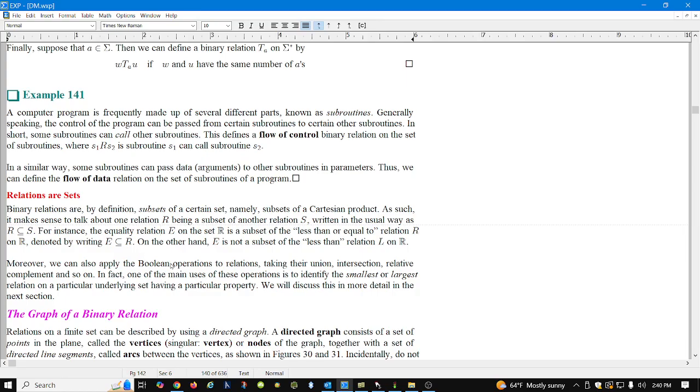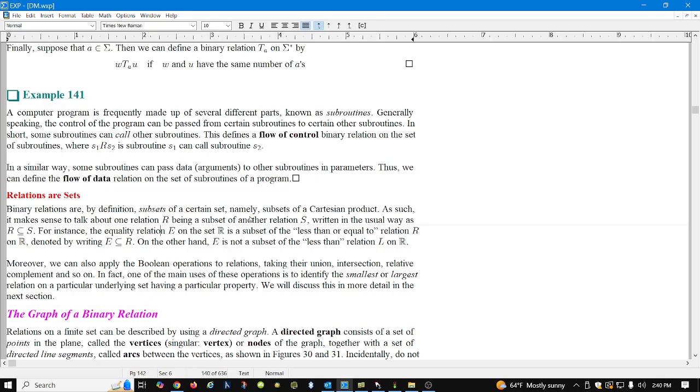So for instance, the equality relation E on the real numbers is a subset of the less than or equal to relation on the real numbers. Got to have the same underlying set. On the other hand, E is not a subset of the less than relation on R.